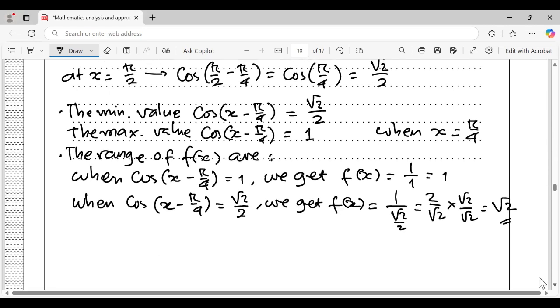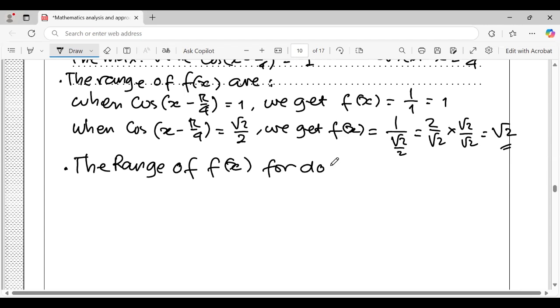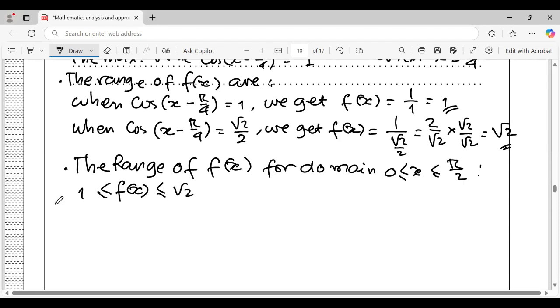Therefore, the range of f(x) for the domain x from 0 to pi/2 is: f(x) greater than or equal to 1 and less than or equal to square root 2, according to this result and so on.